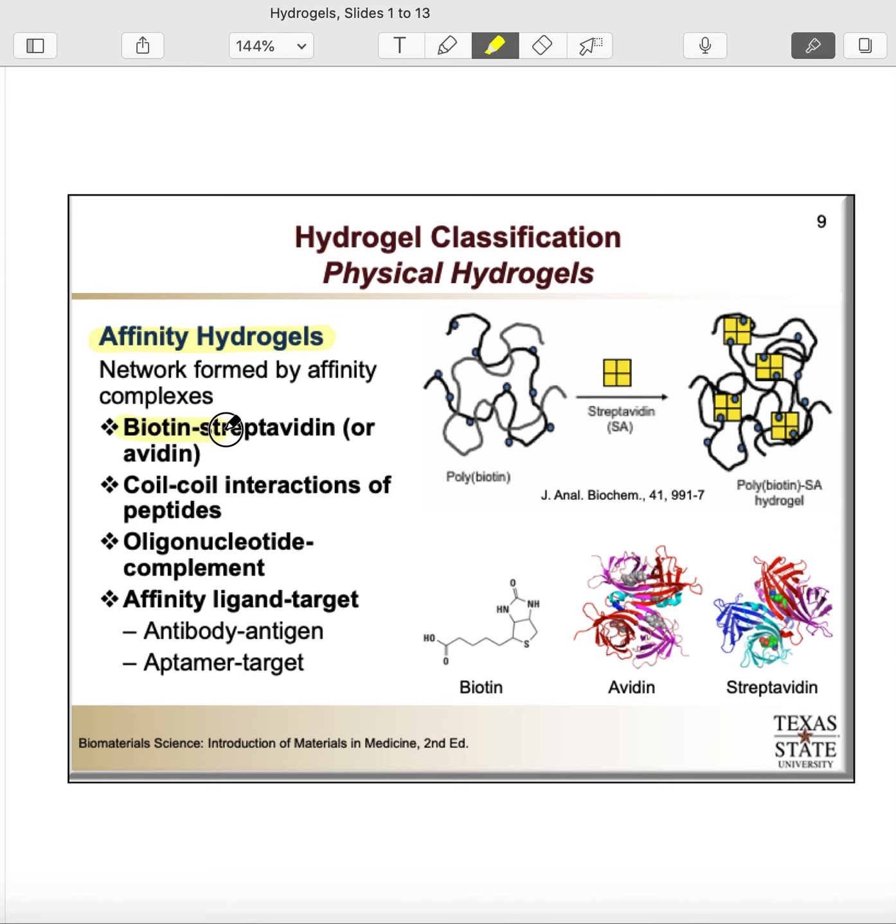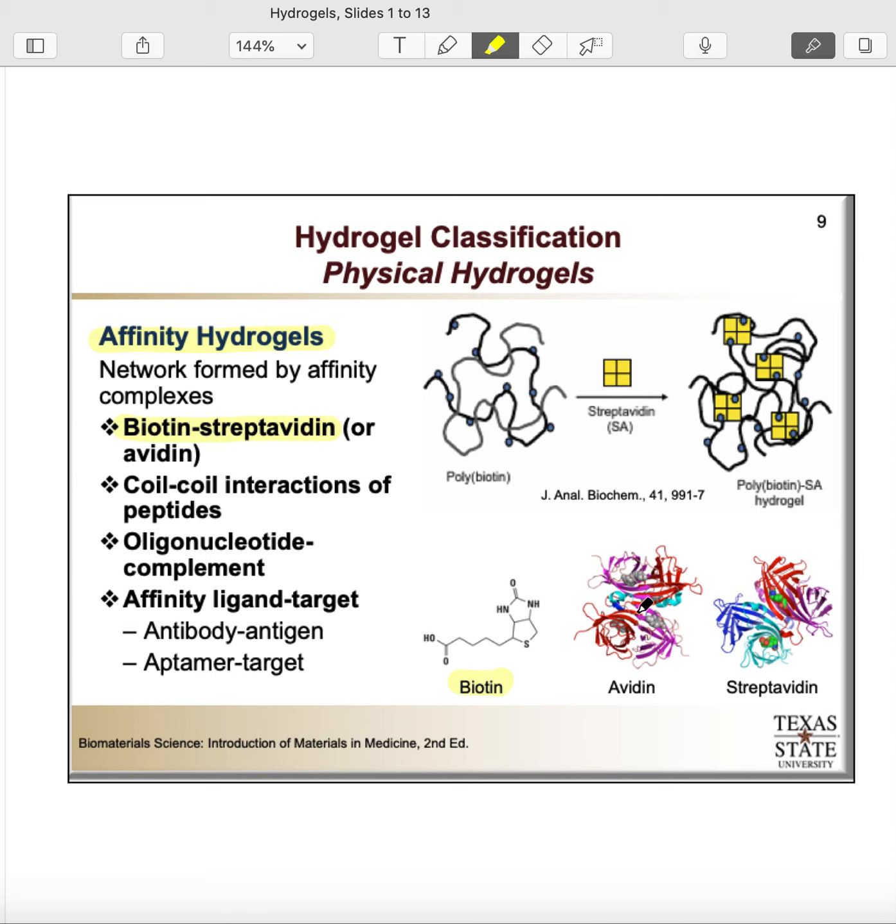One of the examples of affinity complexes that are utilized a lot in biomedical materials is this biotin and streptavidin or biotin-avidin interaction. And we see an example of that here on the right-hand side. So biotin is a small molecule. It is also known as vitamin B7, and its structure is shown down here at the bottom. So biotin has very high affinity for either avidin or streptavidin.